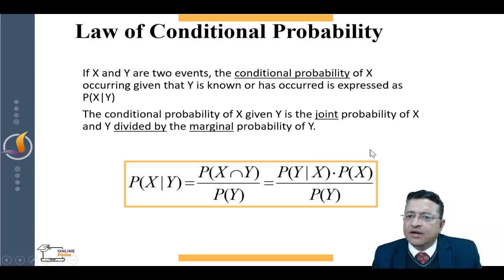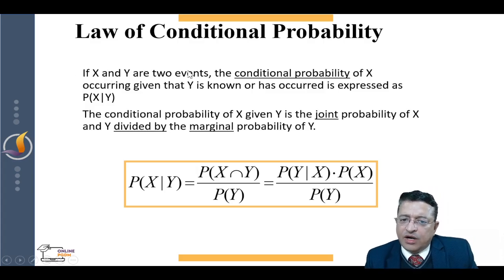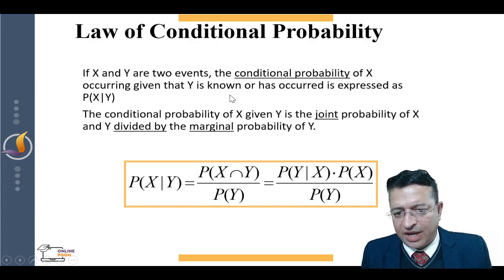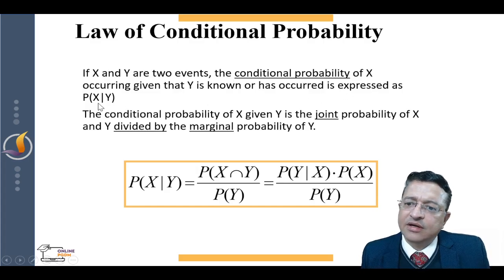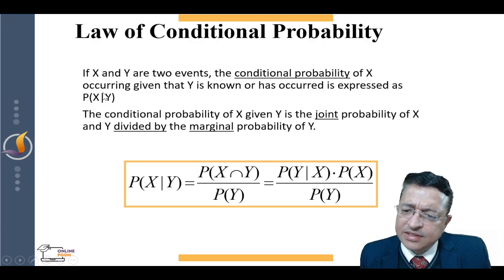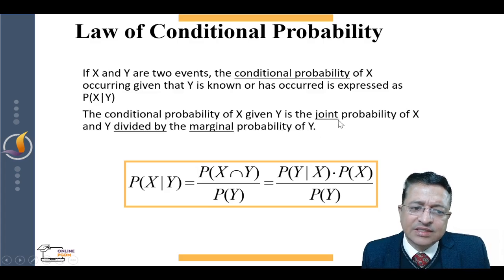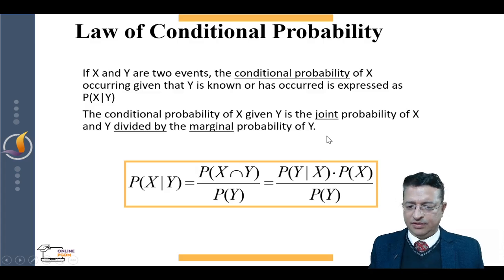Then there are laws of conditional probability. If x and y are two events, the conditional probability of x occurring given that y is known or has occurred is expressed as probability of x given y. The conditional probability of x given y is the joint probability of x and y divided by the marginal probability of y.